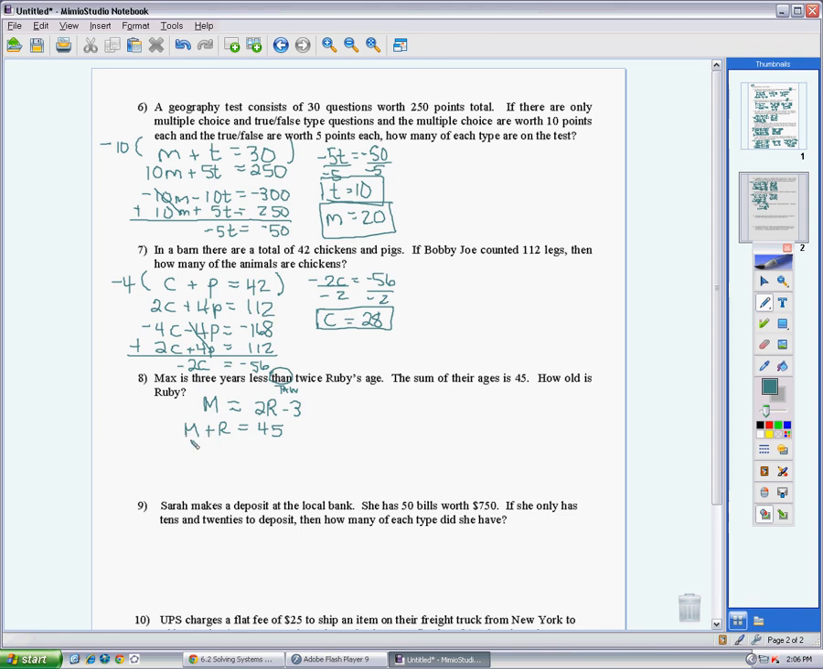Well, this method would best be used using substitution, so I'm going to substitute in Max for 2R minus 3. So 2R minus 3, that's my substitution part, plus R equals 45. Then I'm going to combine like terms. I've got 3R minus 3 equals 45. Then I'm going to add 3 to both sides. And I get 3R is equal to 48. I'm going to divide by 3. So that tells me Ruby is 16 years old. Okay, they asked, well, how old is Ruby? Ruby is 16. We've answered the question.